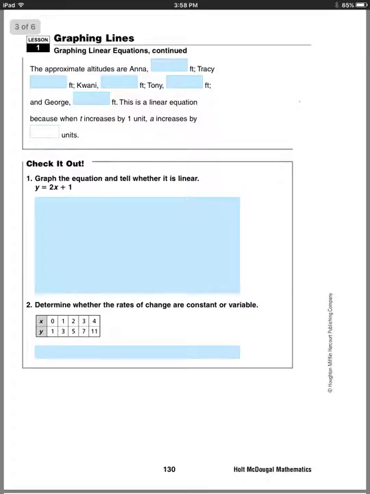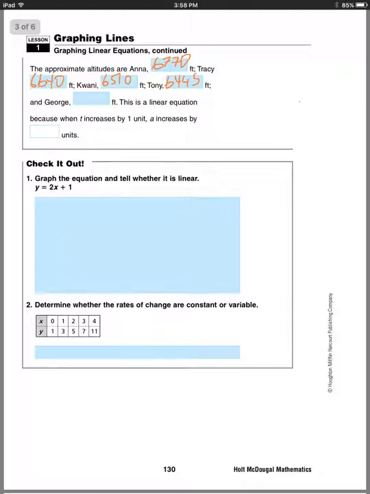So, the approximate altitudes are: Anna, since she was on the ski lift for 4 minutes, her altitude was 6,770 feet. Tracy had been on for 3 minutes, so she had gotten to 6,640 feet. Kwani had been on for 2 minutes, so she got to 6,510 feet. Tony had gotten on for 1.5 minutes, so he had gotten to 6,445 feet.